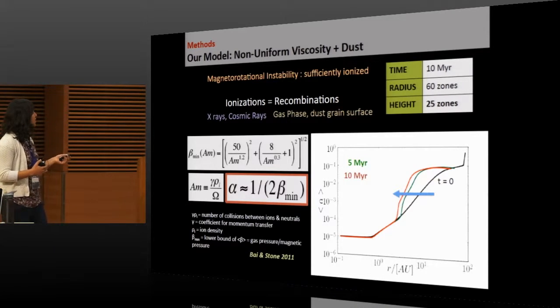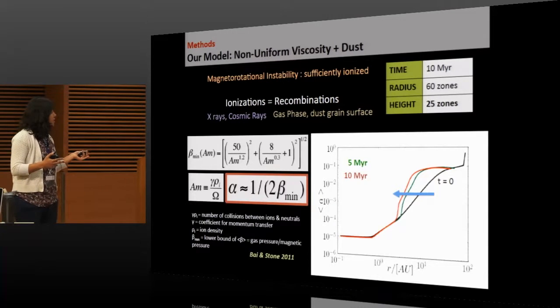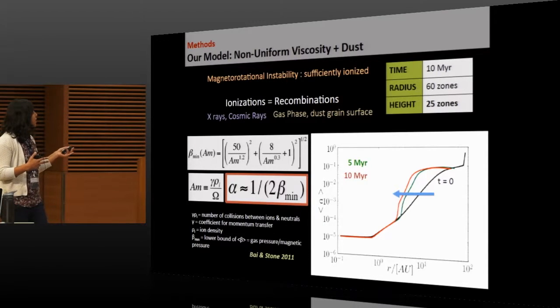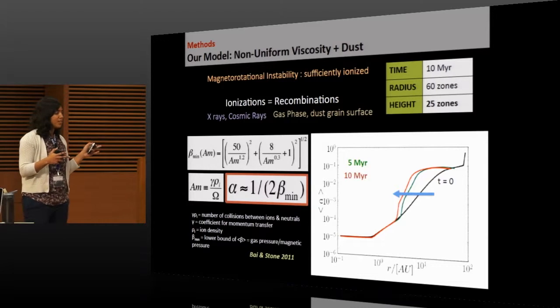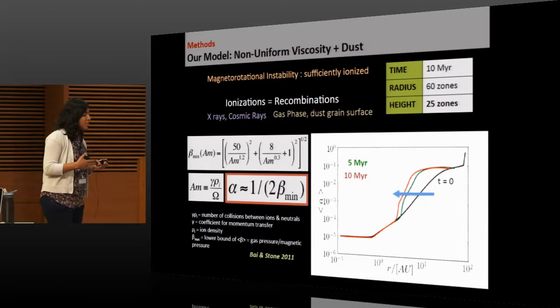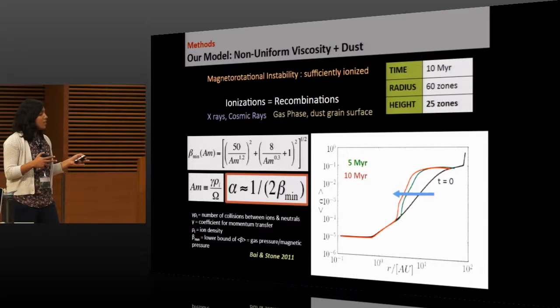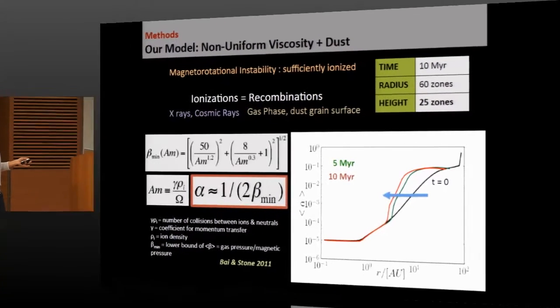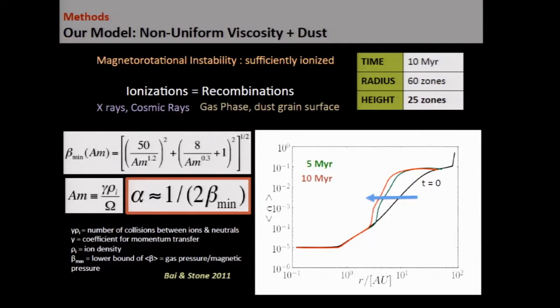So what we do then is we consider the treatment of Bienstone 2011, where we basically determine the alpha at each region in the disk from the ionization state. And we find that on incorporating these equations in our disk model, alpha does really change a lot, over 4 orders of magnitude throughout the radius of the disk, from less than 10 to the minus 5 to 0.1 in the outer regions of the disk. And it also changes dramatically with time.